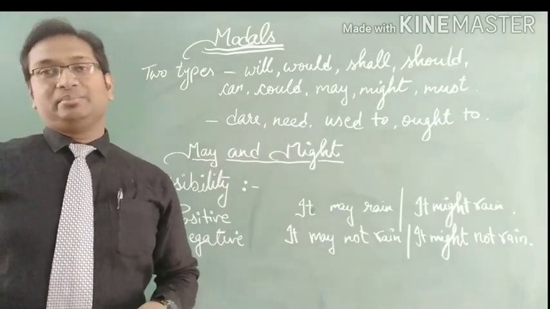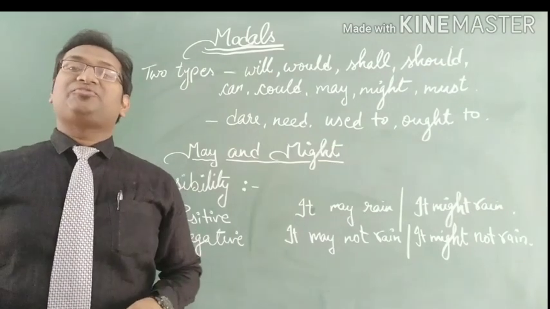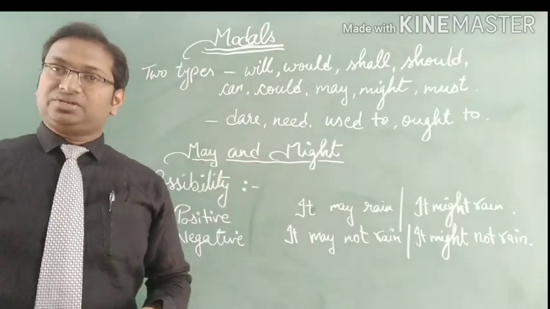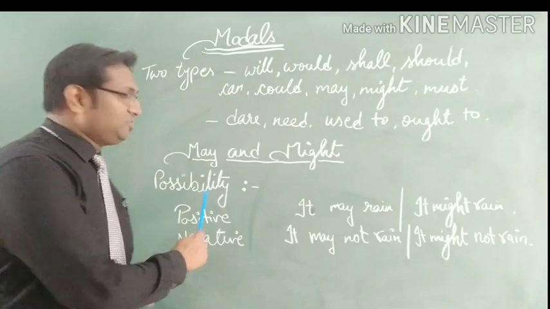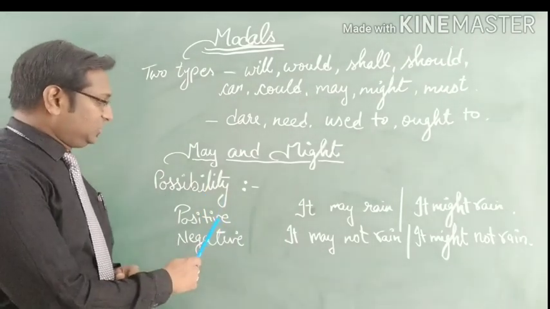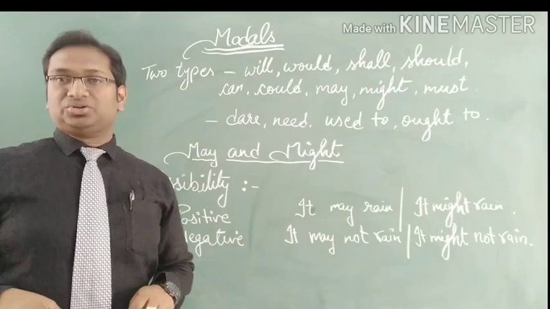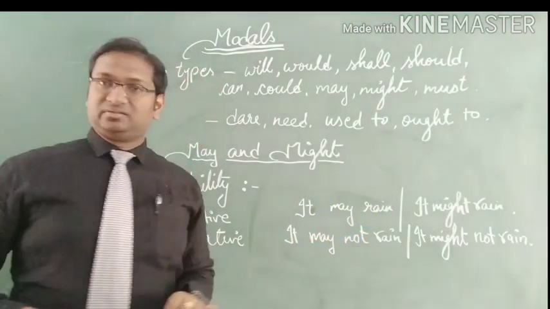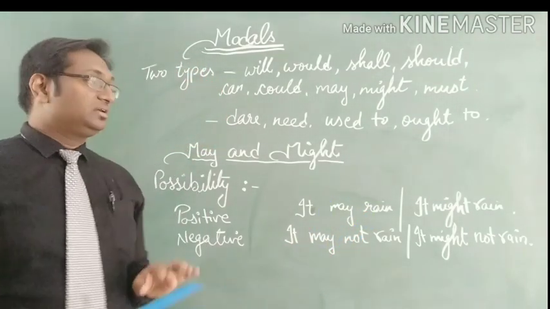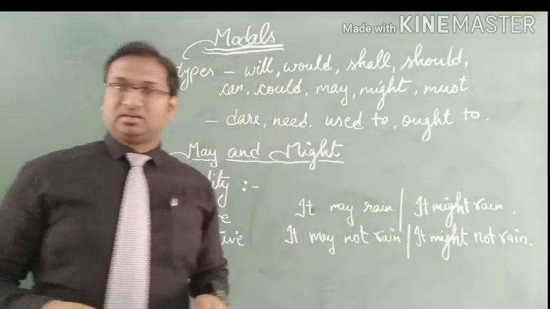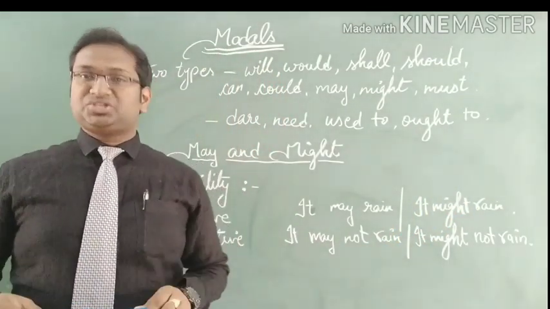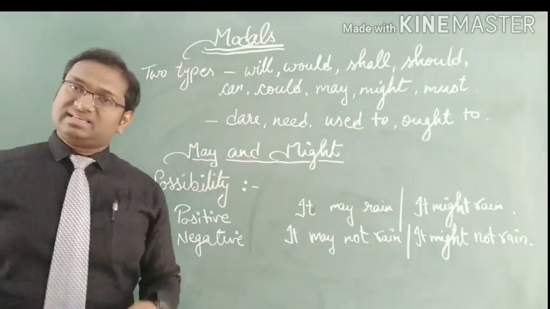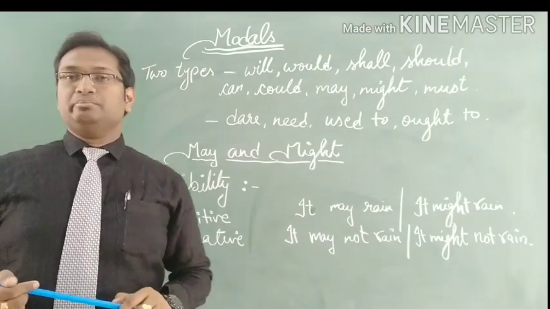Now first we are going to see may and might. Now may and might can be used for possibilities, for your permissions, etc. So first we are going to see may and might used in the case of possibility. First we are going to see positive and then we will move on to negative possibilities. Positive, it may rain. Possibilities there, it might rain. Now may and might can be interchangeable, but when we use might, it means that we have lesser possibility as compared to may.